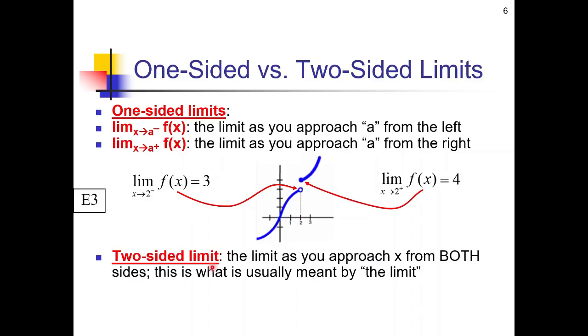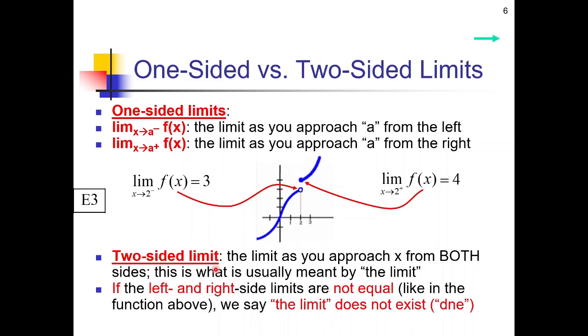The two-sided limit, just to officially define that, is going to be the limit as we approach whatever your x or your a is, from both sides. So as we approach from the left and the right. And this is what is usually meant when they say find the limit. They're talking about the two-sided limit.